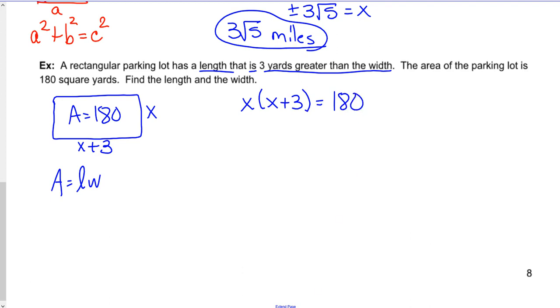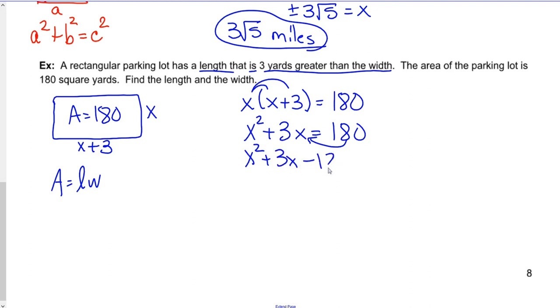Hence, there's our equation. That's how we're going to solve, and it ends up being a quadratic because when I distribute here, I get an x squared. In a quadratic, that quad might throw you off. Quadratic is actually a power of 2, not a 4. But when I distribute, this is what I get. And if I'm going to solve this, I'm going to end up having to get this equal to 0. So I'm going to subtract this 180 over and get x squared plus 3x minus 180 equals 0.